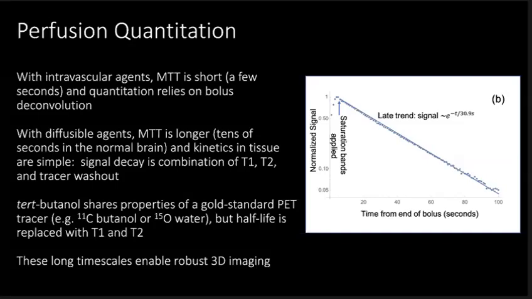So we have a longer mean transit time, maybe tens of seconds in the normal brain when you fold in the T1 and so forth. And the kinetics in tissue are pretty simple. All you've got to think about here is the T1, the T2, and the tracer washout.